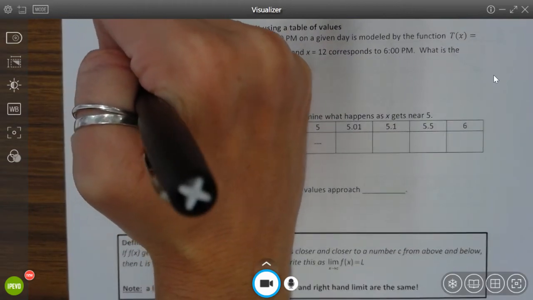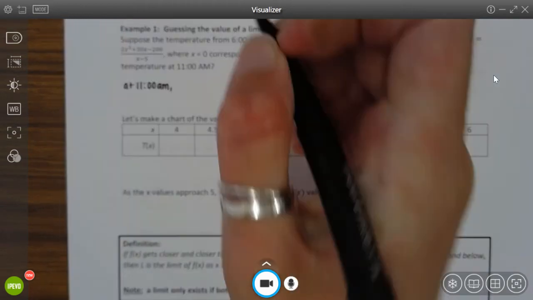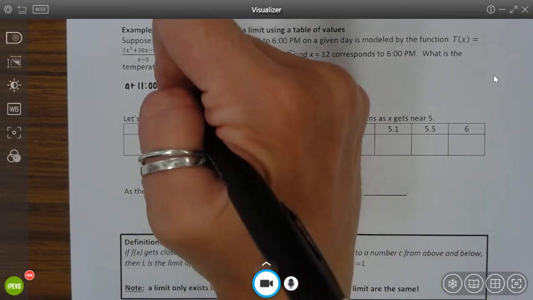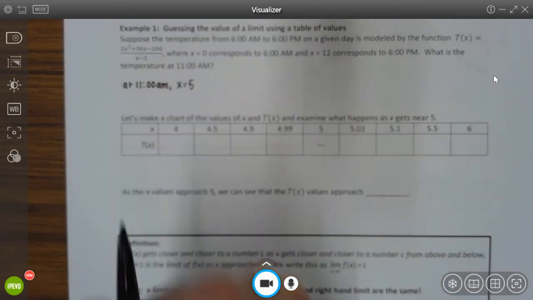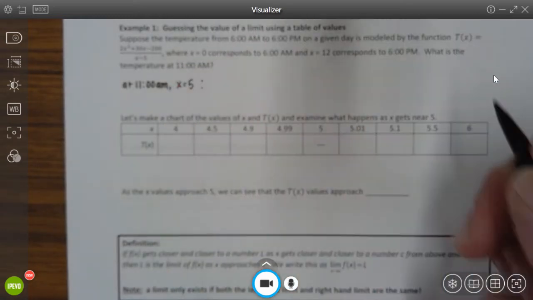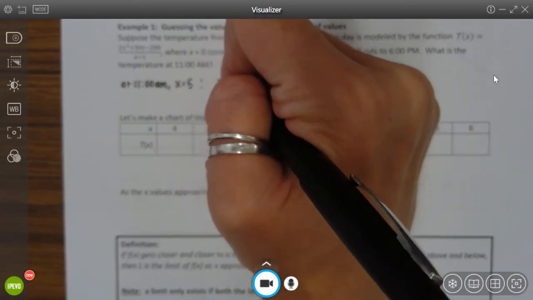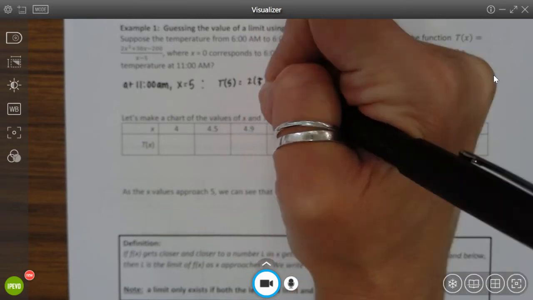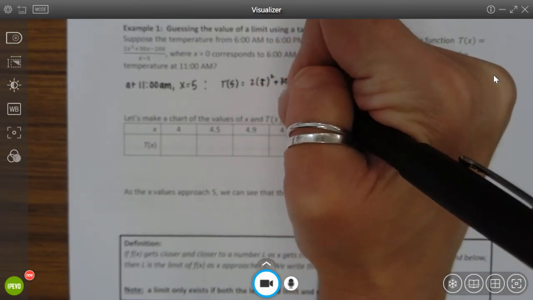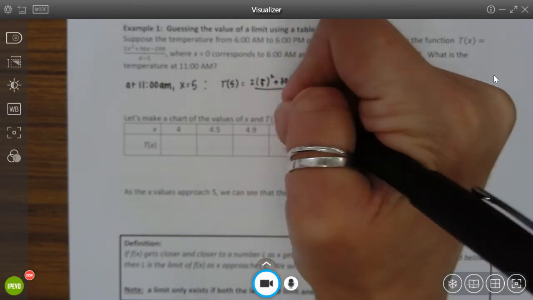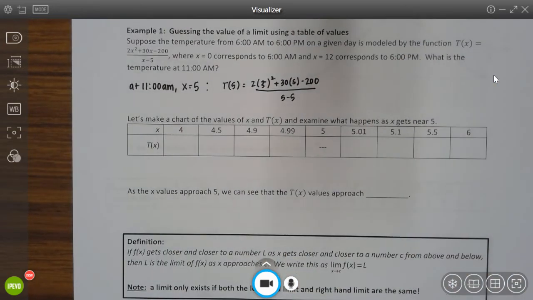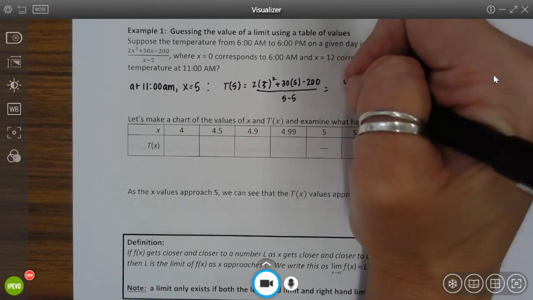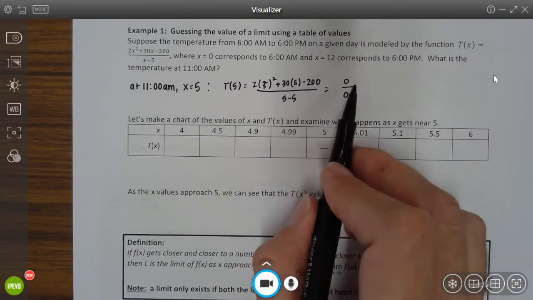So at 11 o'clock in the morning, if we are following the same pattern with x equals 0 being 6 a.m., that tells us that at 11 a.m., x would be equal to 5. So if I were to calculate what t of 5 is, I'm going to do 2 times 5 squared plus 30 times 5 minus 200 all over, and you can obviously tell that there's a problem already, all over 5 minus 5. So if I do all that algebra, that's going to tell me that my numerator is 0, my denominator is 0.